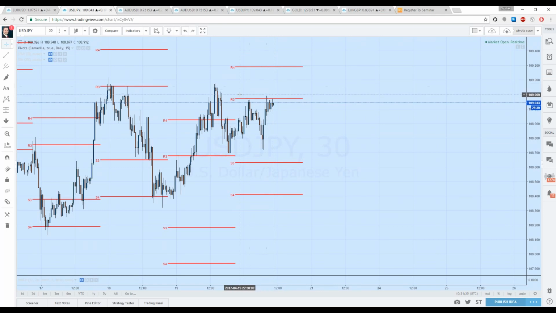Okay. The dollar yen is currently trading against our R3 pivot.